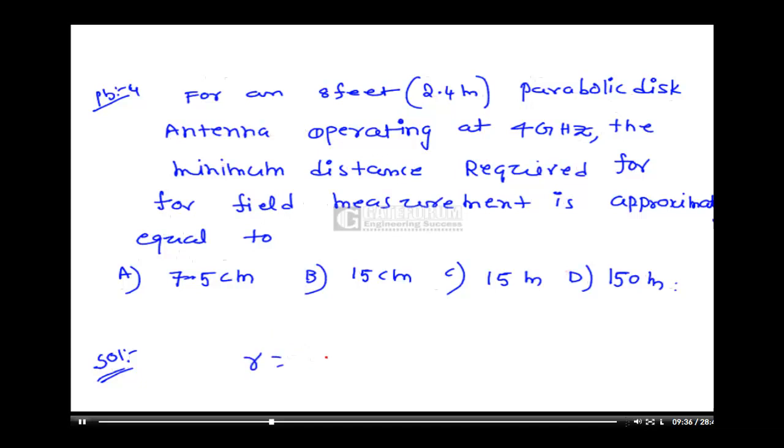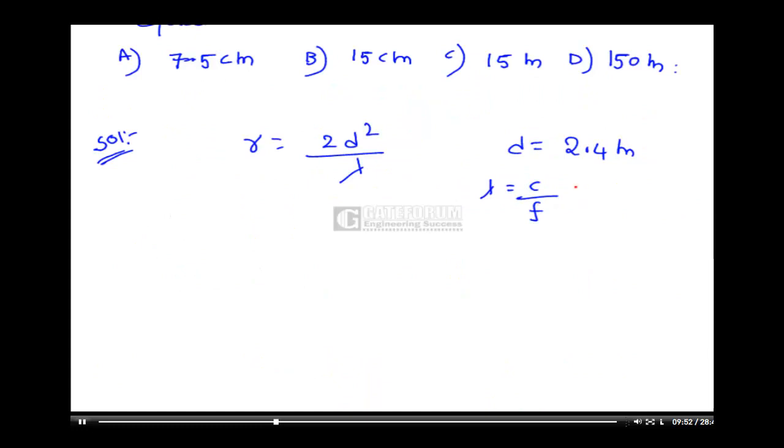R is equal to 2 d square by lambda, where d is the largest dimension of the antenna. So total dimension, here it is given 8 feet, that is 2.4 meters. Lambda I can calculate by using the c by f formula, that is equal to 3 × 10⁸ meters per second. Since all options are given in centimeters or meters, I am using meters here: 3 × 10⁸ by f. f is 4 gigahertz, 4 × 10⁹.